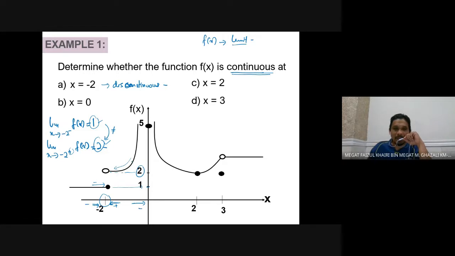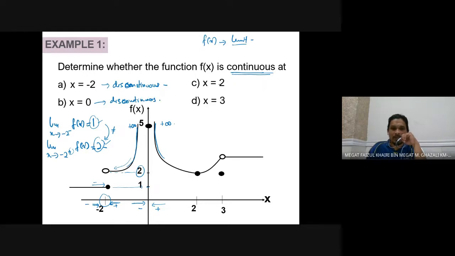When x approaches 0 from the left, the graph moves up to positive infinity. And when x approaches 0 from the right, the graph moves up, approaching positive infinity. Does the limit exist? It is undefined, right? So for this one here, it is discontinuous.